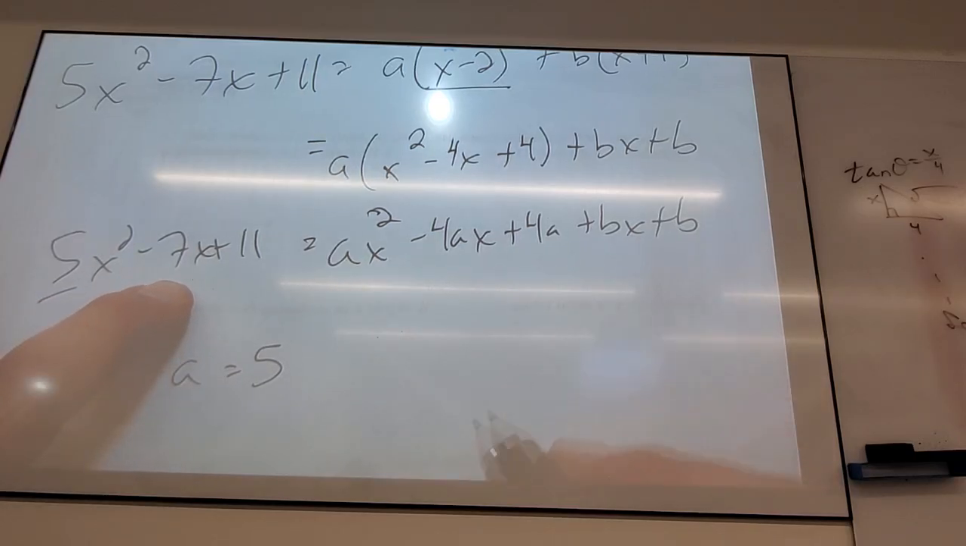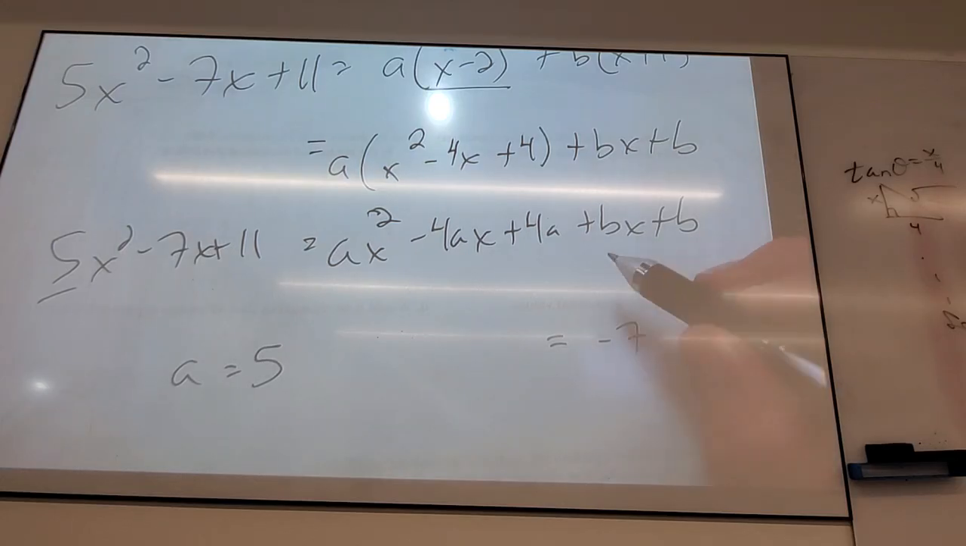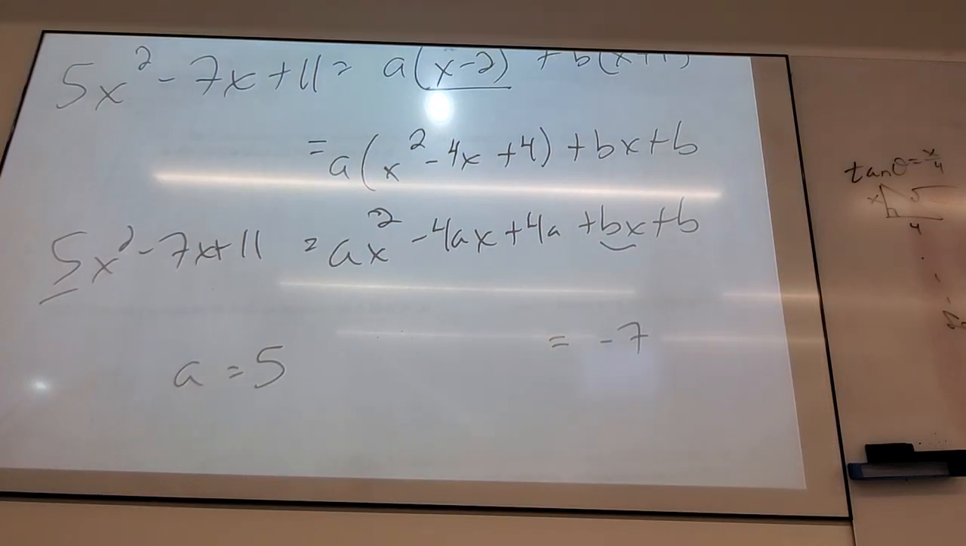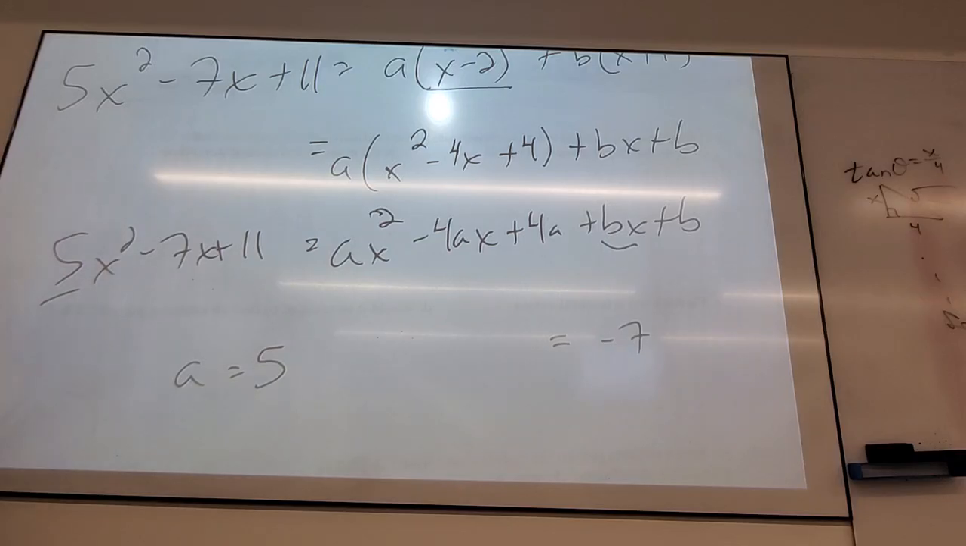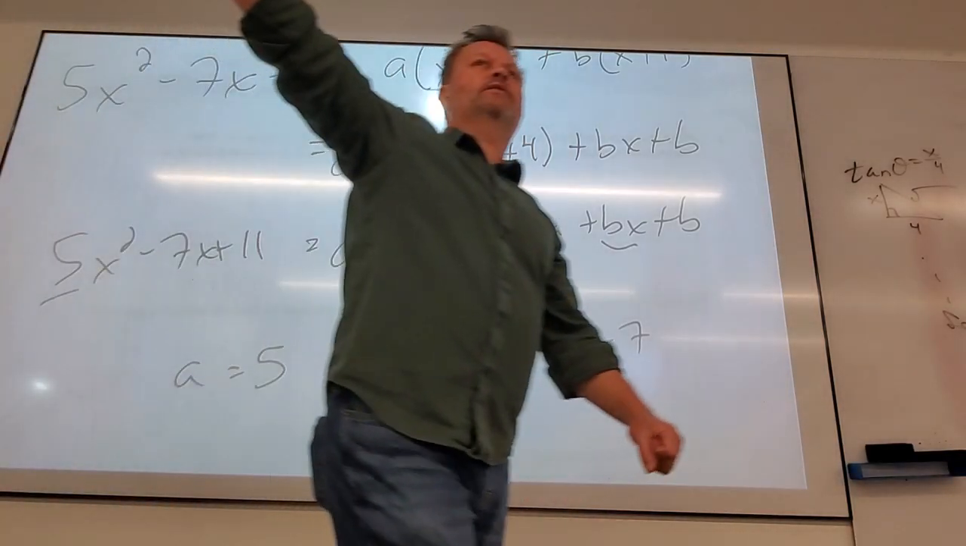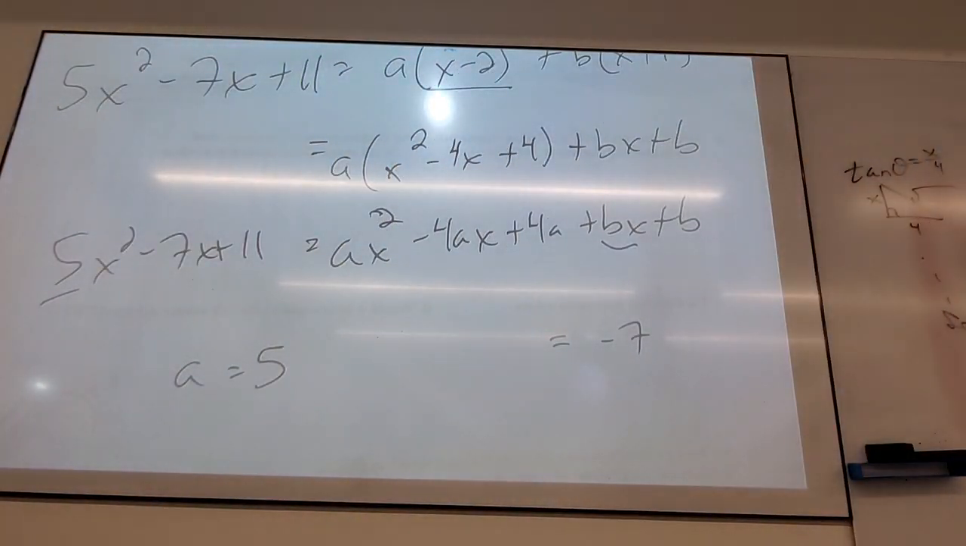What's negative 7 equal? Nope. That's part of it. Nope. What's in front of the x on one side? It's a negative 7. What's in front of the x on the other side? You can do it. Negative 4a. Negative 4a plus b. Yes?